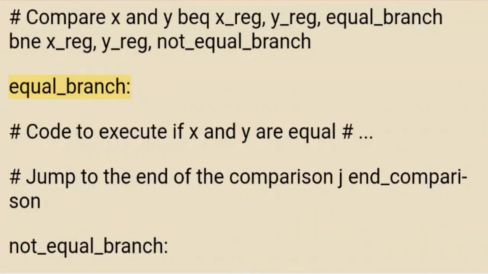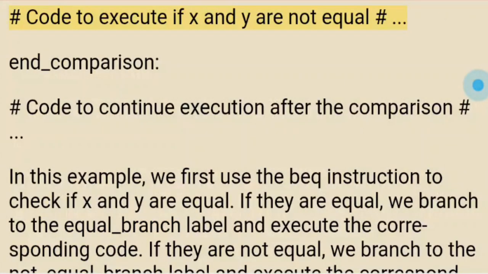equal_branch: # code to execute if x and y are equal. # Jump to the end of the comparison: j end_comparison. not_equal_branch: # code to execute if x and y are not equal. end_comparison: # code to continue execution after the comparison.